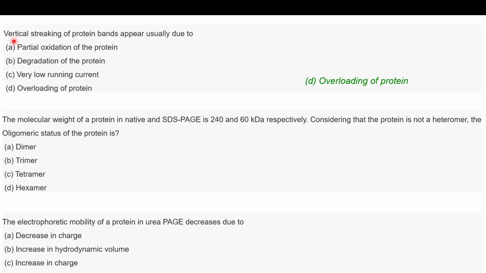Okay, and so you see that vertical streak of protein bands. Now this is kind of the same problem we saw the earlier week also. The molecular weight of a protein in its native state is 240 kilodalton, and on SDS-PAGE, which is denaturing, it is 60 kilodalton. So the protein is not a heteromer, not like hemoglobin. It is a homomer, like all the subunits are the same. So what is the oligomeric status of the protein?